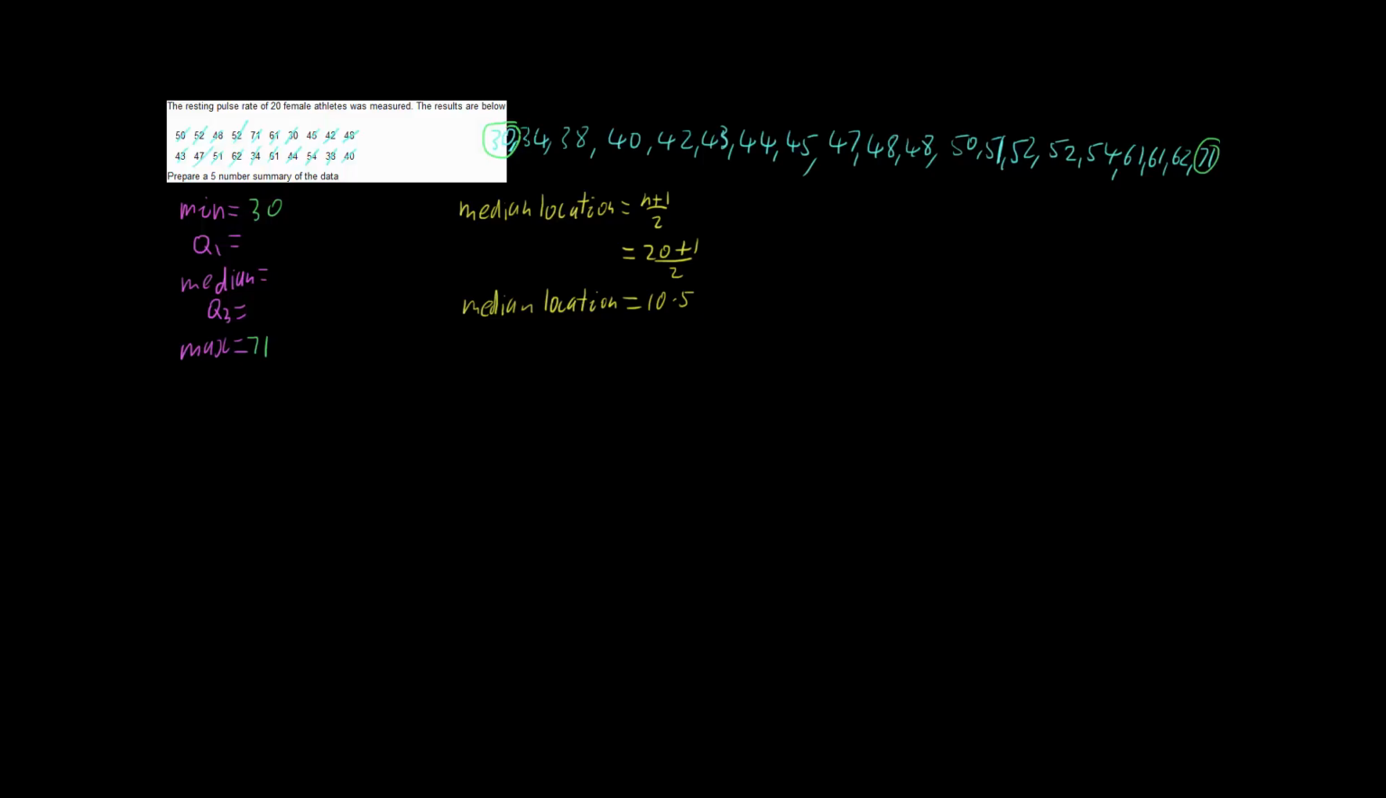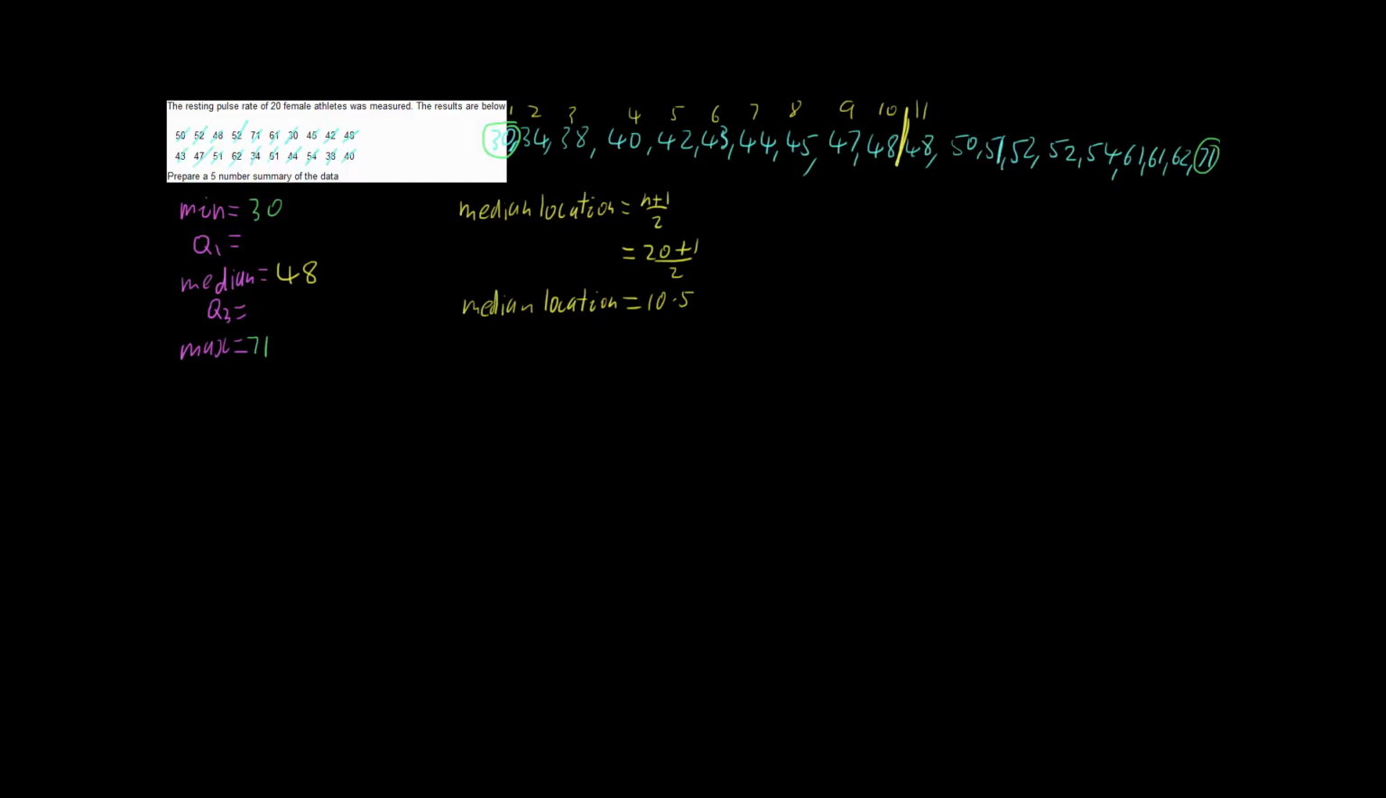So we can count them. 1, 2, 3, 4, 5, 6, 7, 8, 9, and 10. And this is our 11th number. So our median is in here. So that makes our median 48, because halfway between 48 and 48 is 48.